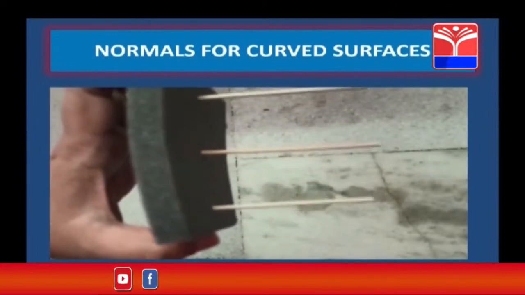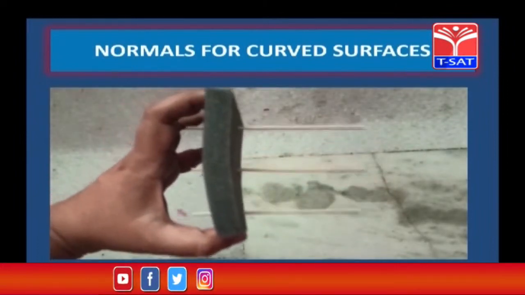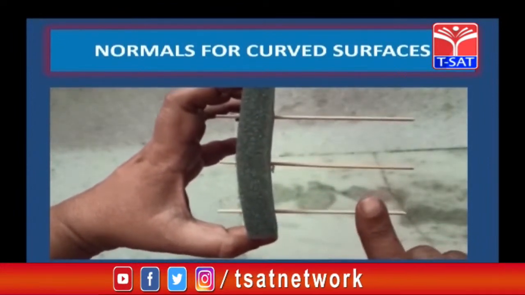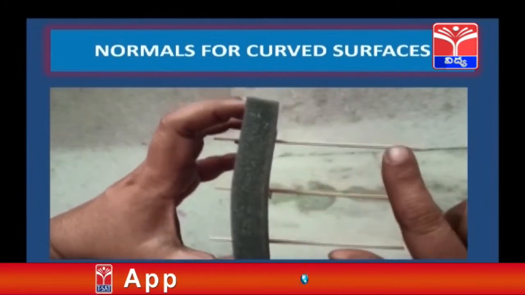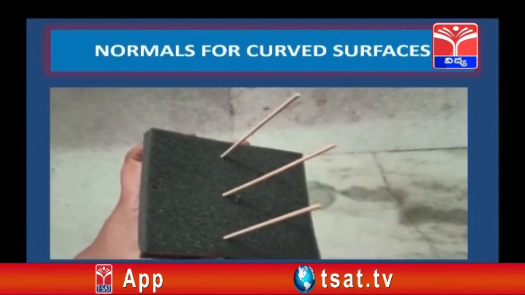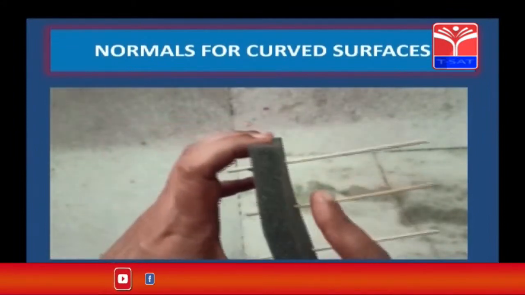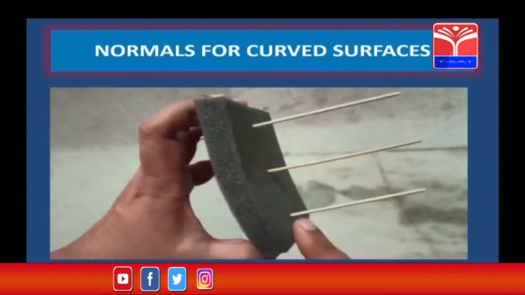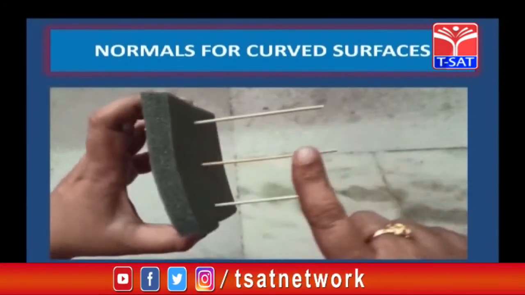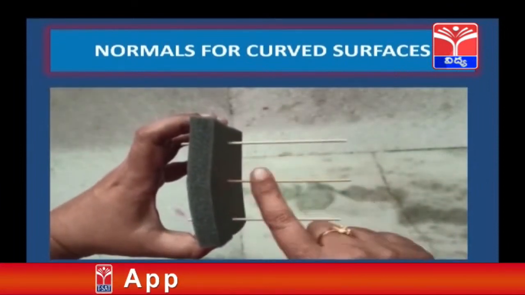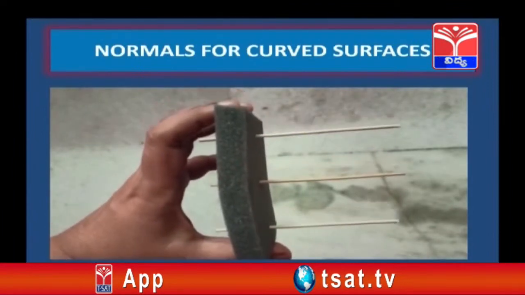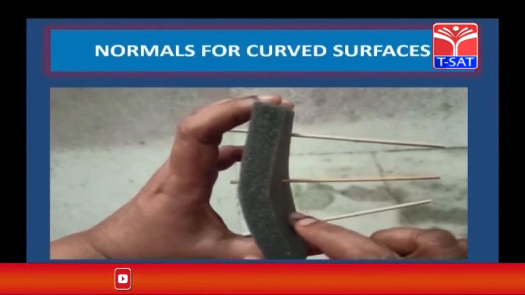Yes, observe this foam sheet, children. Let us assume this foam sheet is a plane mirror and the sticks are the normals. We have inserted the sticks normal to the plane mirror. Okay, children? So this is a plane mirror surface and the sticks are normal to the surface. All these normals are parallel to each other.